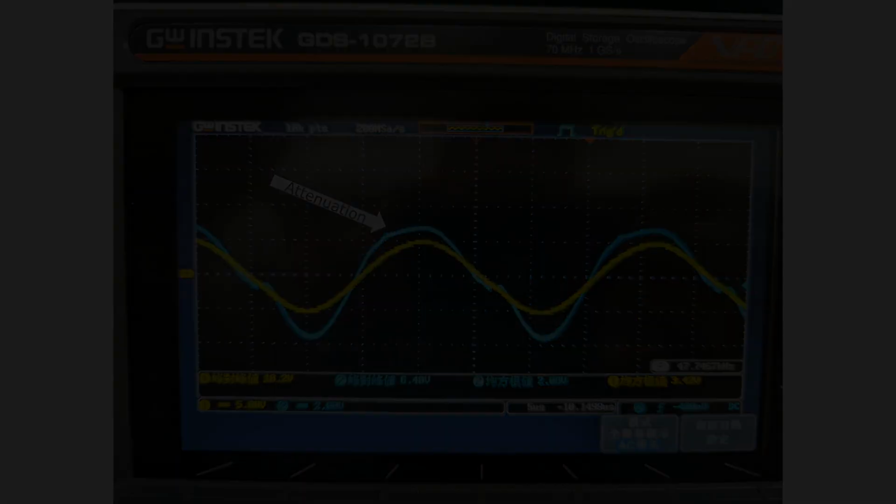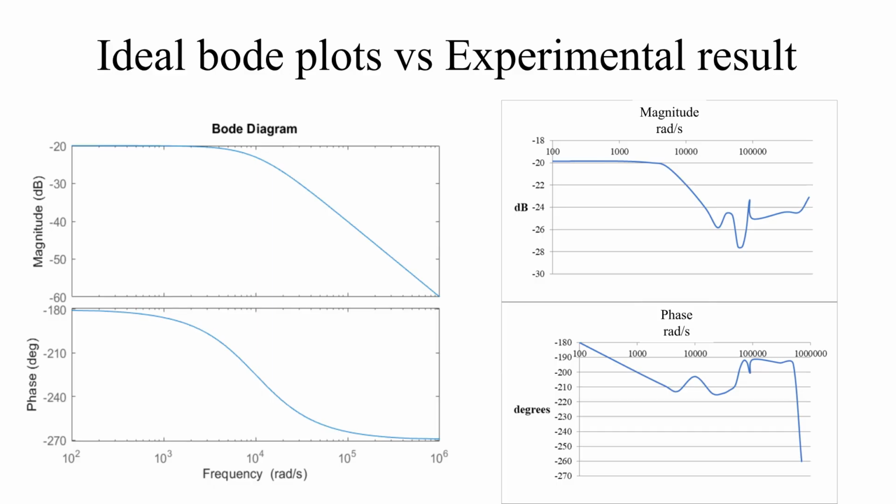From these measurements, we extract amplitude ratios and time delays at each frequency to compute gain in decibels and phase in degrees. Plotting multiple points gives us the experimental Bode plot.